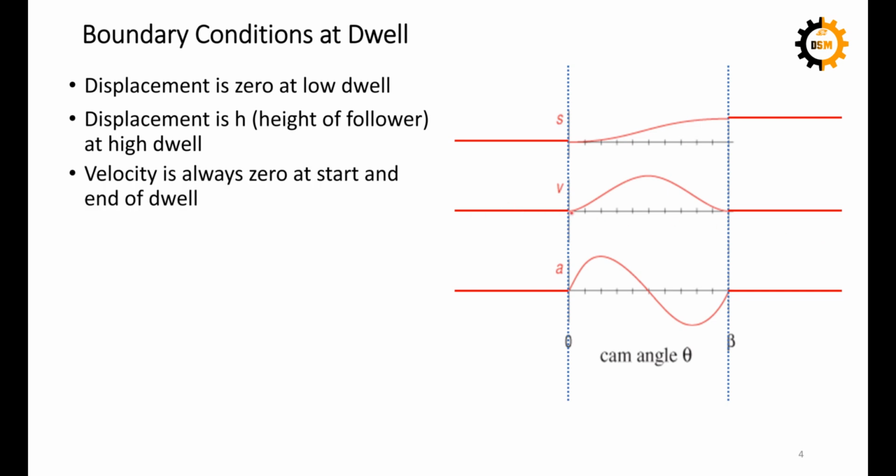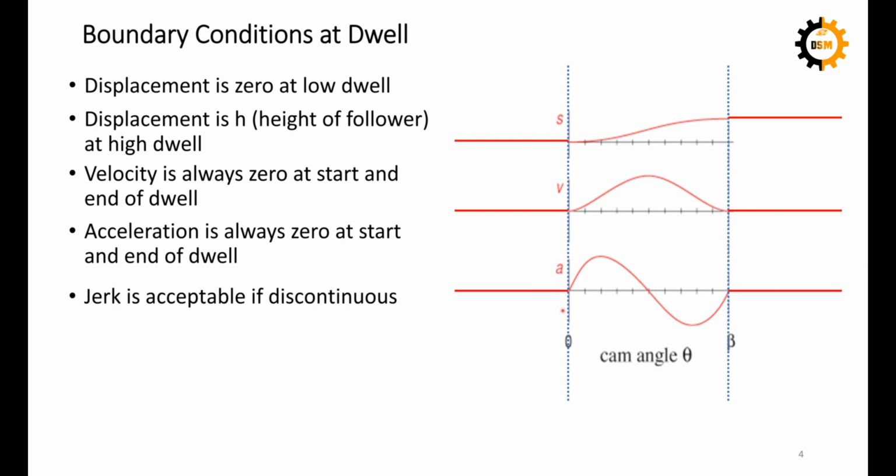If we look into the velocity of dual, at the start and end of the moving segment, the velocity of dual will always be 0. So whenever some segment is connected to dual, its connected velocity will be 0. The next boundary condition is acceleration. Acceleration is also 0 when there is dual, whether it is the end of dual or the start of dual, because at dual the follower is not moving, so velocity and acceleration will obviously be 0.